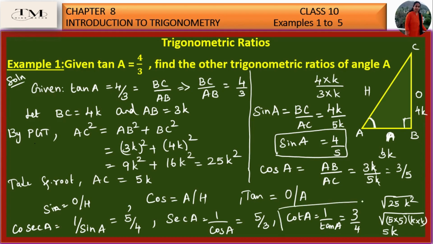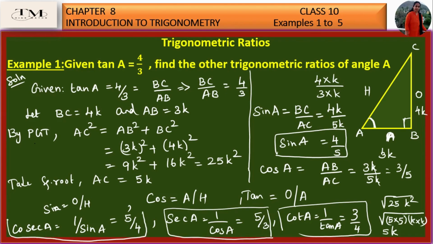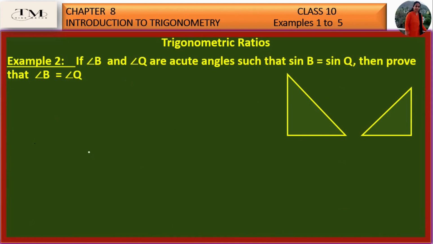So we found all the ratios: cot, secant, cosecant, sine and cos. So sine A is equal to 4 by 5, cos A is equal to 3 by 5, tan A is equal to 4 by 3, cosecant A is 5 by 4, secant A is 5 by 3 and cot A is 3 by 4. So these are the values for all the trigonometric ratios. So let us move to the next example on the next page.